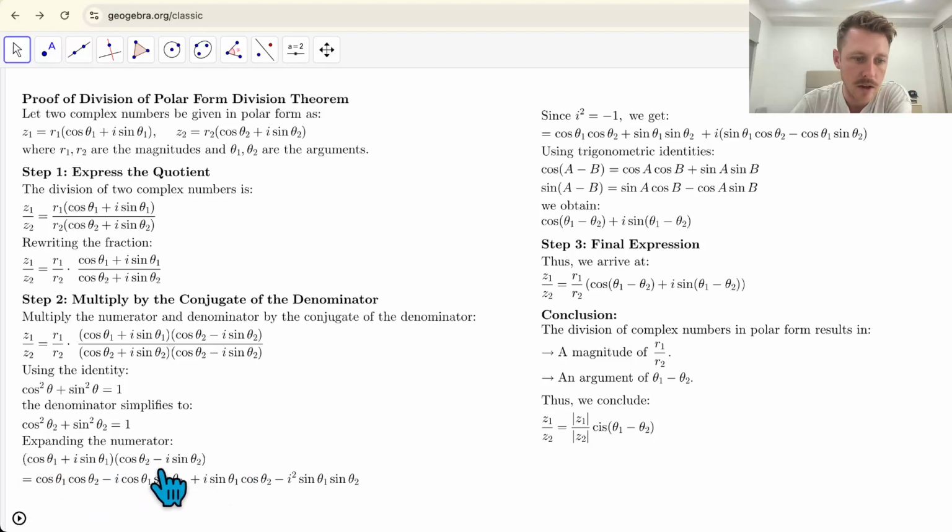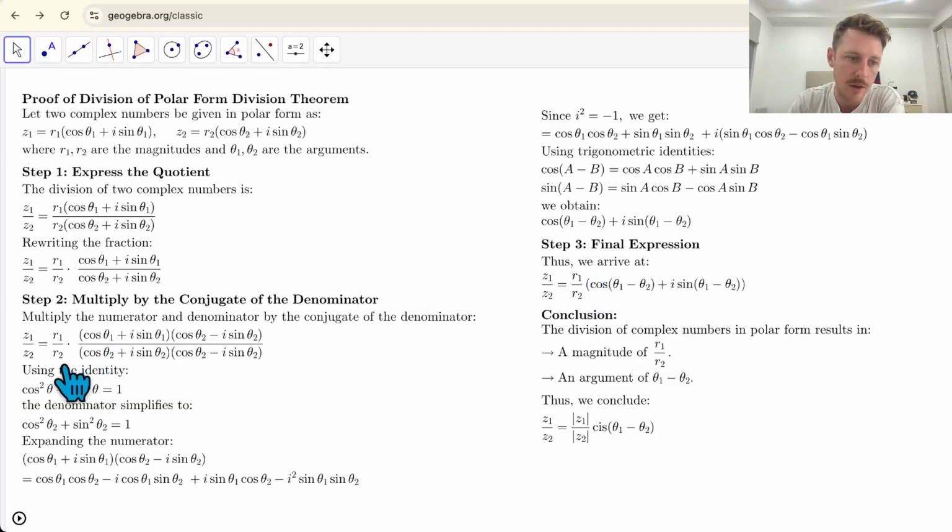Expanding the numerator, we do the same thing, expand it all out. We know that I squared is -1, so this part here is +1, and so you get this. From this point, you can use the trig identities. Cos of A minus B equals cos of A cos of B plus sine A sine B, and similarly for sine. And so we get this, and that's our fraction part.